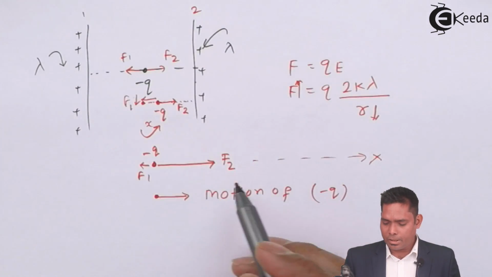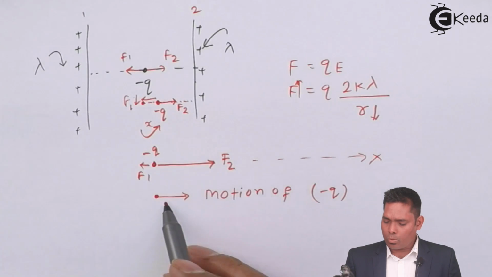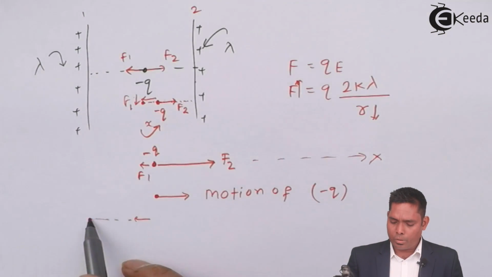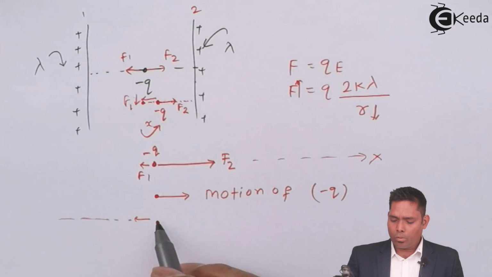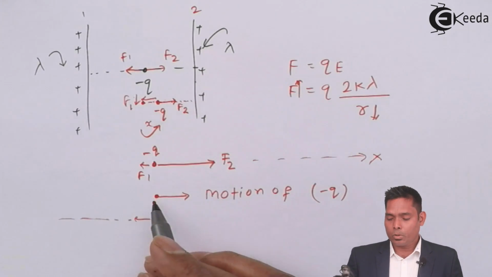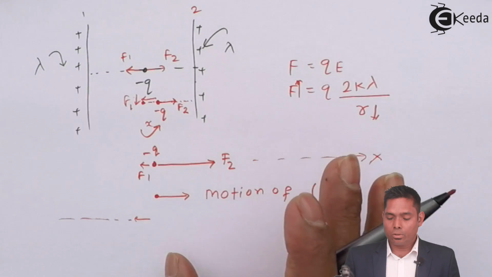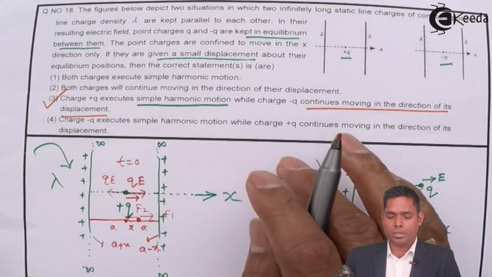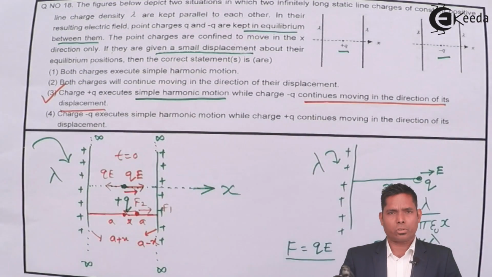That means if I displace it towards right, it will move towards right. If I displace it towards left, it will continue to move in that direction. Whatever the direction of displacement, it will continue its motion in that direction. Therefore, this option is the correct option. Option number 3 is the correct answer to this question.